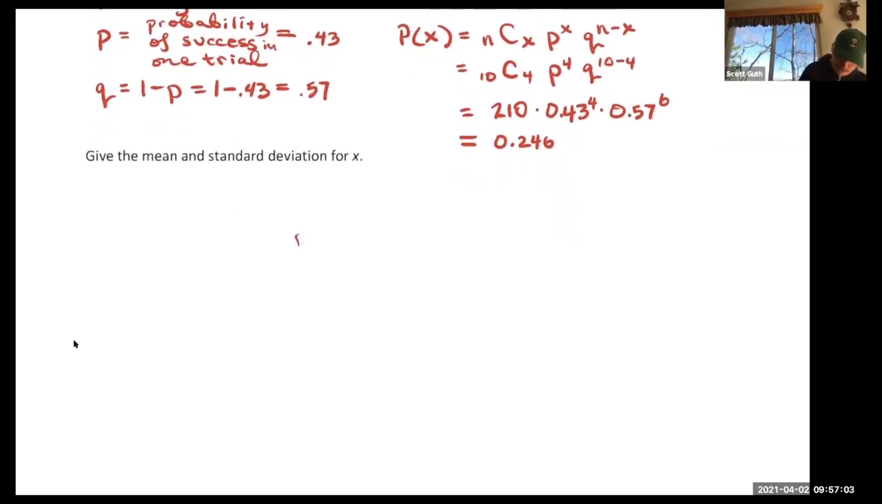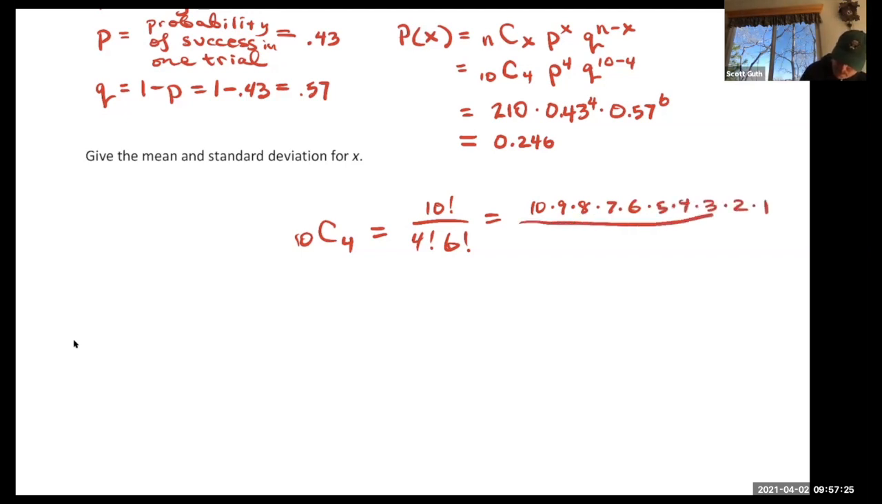Yeah. So 10 choose 4 would have a 10 factorial on top, a 4 factorial below, and the number of failures, if there's 4 successes, there are 6 failures, like that. And then I would do 10, 9, 8, 7, 6, 5, 4, 3, 2, 1. And then a 4 factorial, 4, 3, 2, 1. 6 factorial, 6, 5, 4, 3, 2, 1, like that.